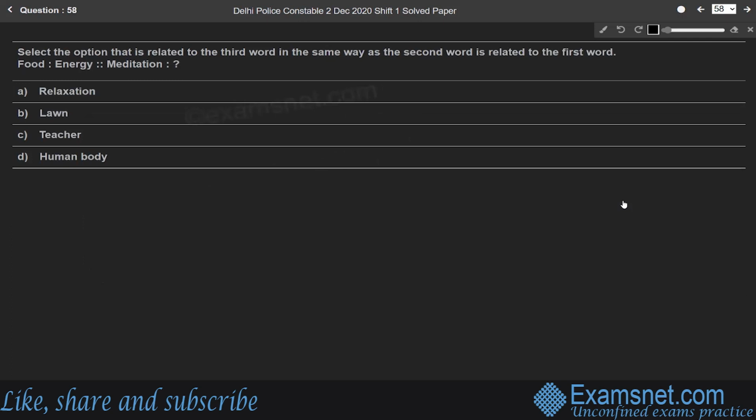So question 58. Select the option that is related to the third word in the same way as the second word is related to the first word. Food, energy, therefore meditation. So here, by consuming food, we get energy, right? Similarly, through meditation, we can achieve relaxation. So in the options: relaxation, learn, teacher, human body. Through meditation, we can achieve relaxation, that is mental peace, calm, focused, and balanced mind. Therefore, relaxation is the right answer.